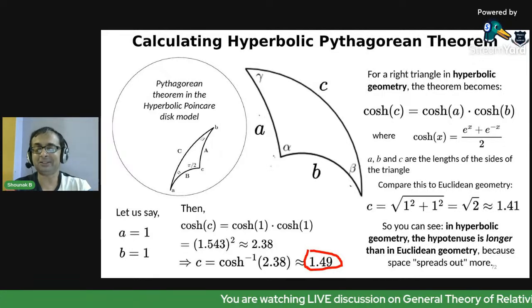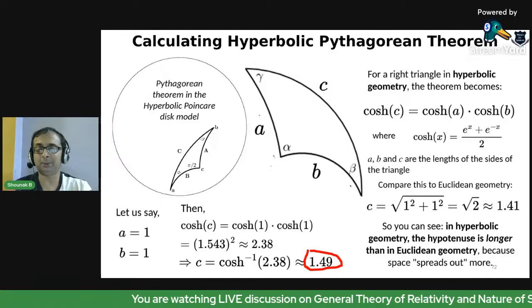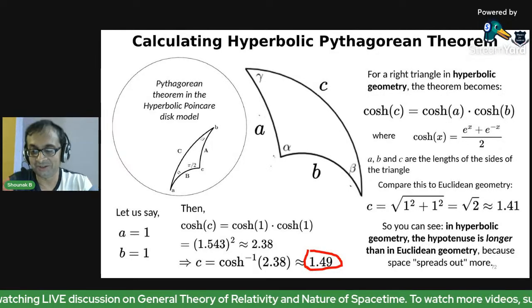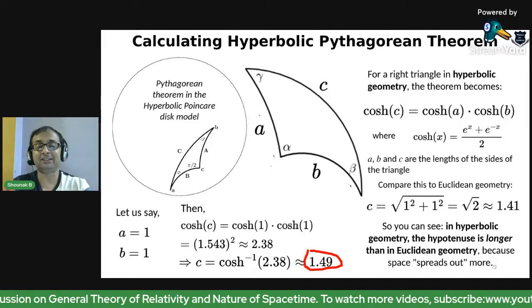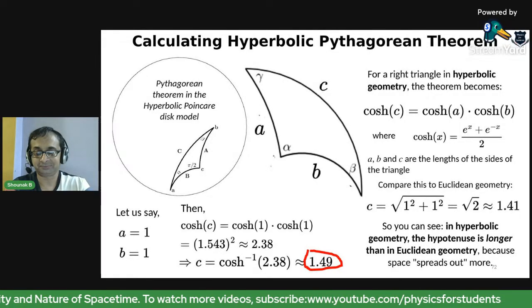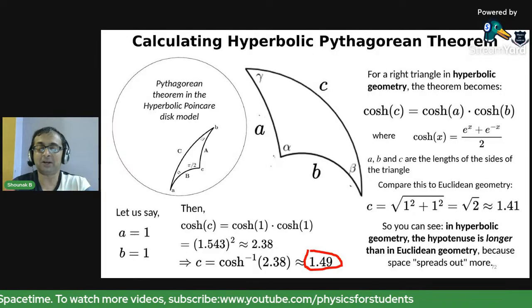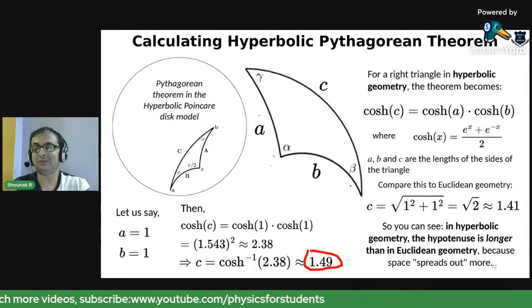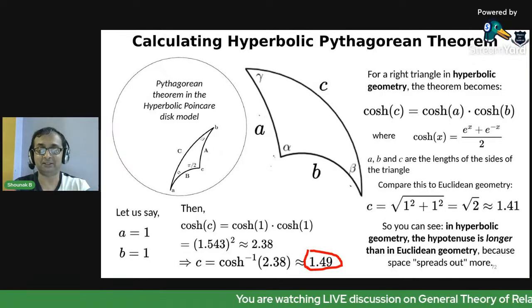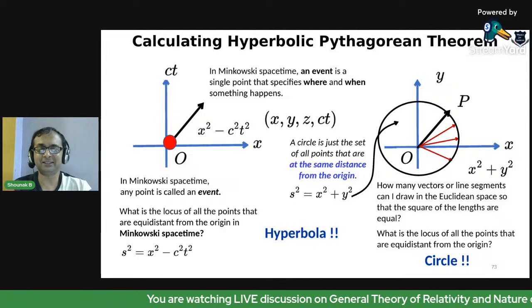What I'm trying to tell you is that in hyperbolic geometry the hypotenuse is larger than in Euclidean geometry because it requires some more space. Hypotenuse means the C part in the figure. So the hypotenuse is 1.49 here, but 1.41 there. That means it spreads out, and that is the beauty of hyperbolic geometry. The sum of the angles will always be less than 180 degrees.